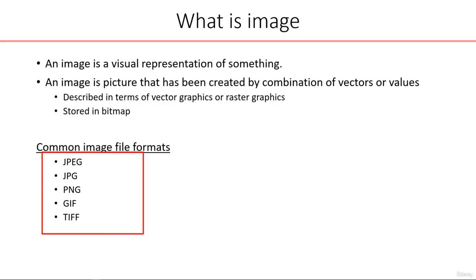And the common formats that are used to store an image are JPEG, JPG, PNG, GIF, and TIFF. Usually, OpenCV supports JPEG, JPG, and PNG. And the images that we work with in OpenCV are always JPEG, JPG, or PNG.